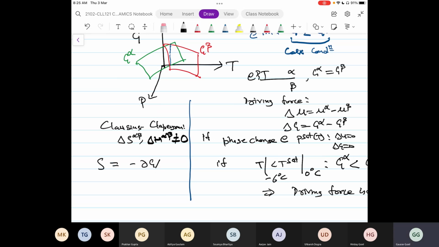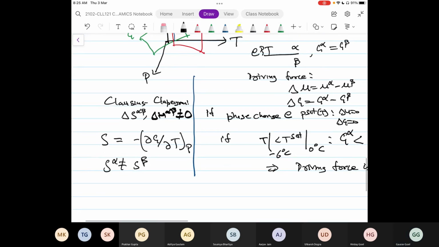Entropy is written as the derivative of Gibbs energy with respect to temperature at constant pressure. So you can clearly see from this graph that the slopes are different. The slopes in the green region are different from the slopes in the red region. So therefore I can conclude entropies would not be equal. Enthalpy is G plus TS. G is the same, S is not the same. So I can conclude the enthalpy would also be different.